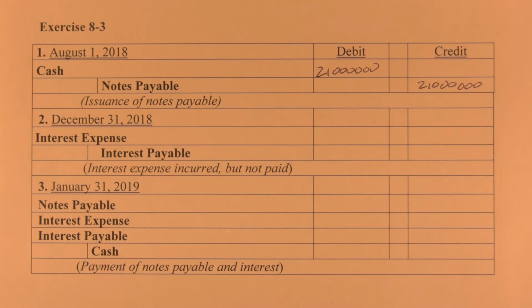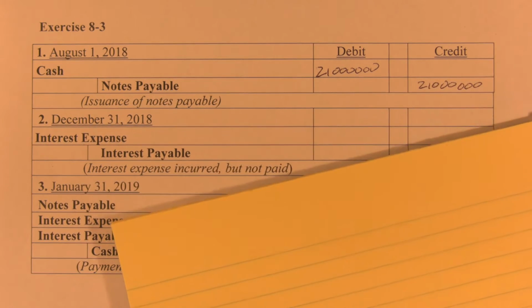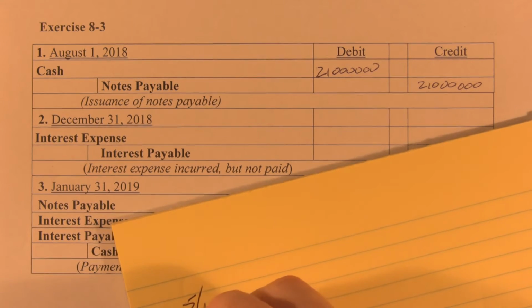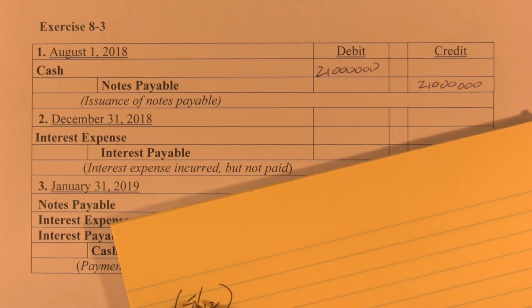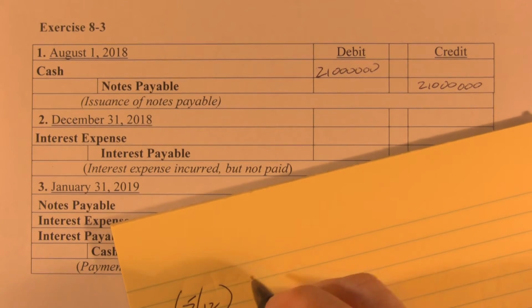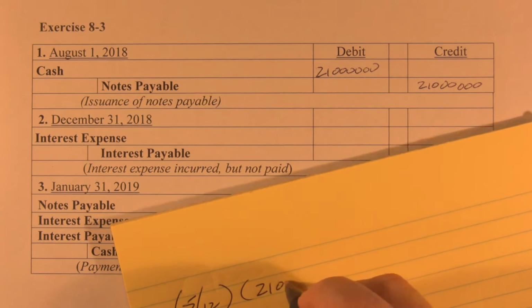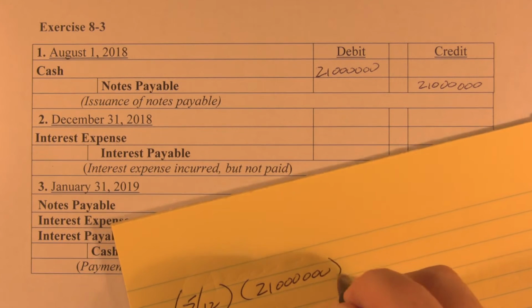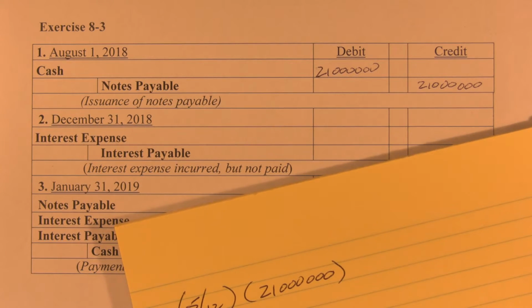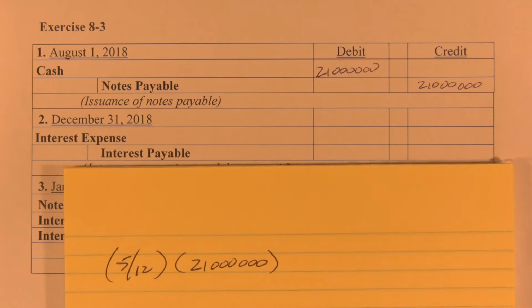At the end of the year, we have 5 months interest. We have all of August, all of September, all of October, all of November, and all of December. So that's 5/12. That's how many months we have. 5 months of the 12-month year times 21 million. And because this is multiplication, you can put them in any order you like, times the interest rate, which in this case is 9%.